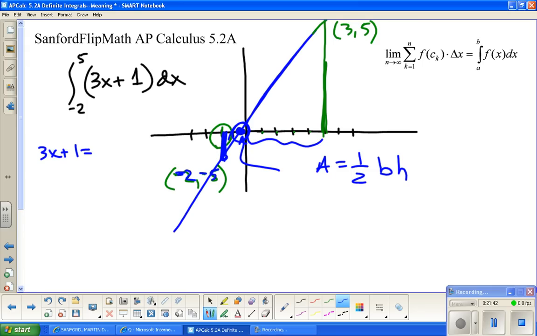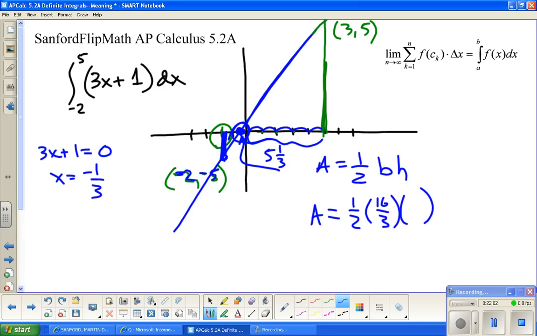So 3x plus 1 equals 0. X is going to be -1/3. So this entire length is going to be 1, 2, 3, 4, 5, and 1/3, which I absolutely hate. So I'm going to call it 16/3. So 1/2 times a base of 16/3 times a height of 5. This is going to be 80/6. I can do a little reducing here, so that's 8. So about 40/3.